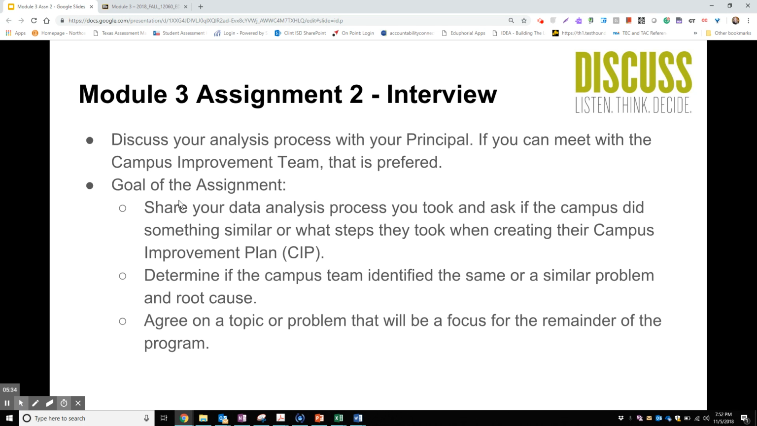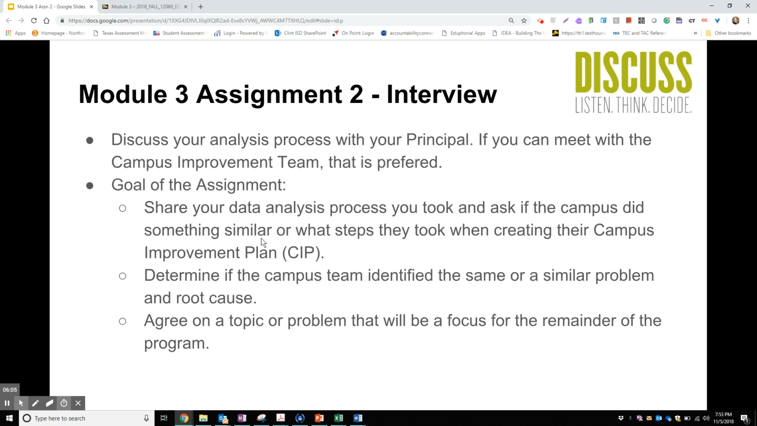The goal of your assignment: you share the process that you took in last week's assignment, and then you need to ask your principal and leadership team, did they do something similar? Did they go through a root cause analysis? Did they do the 5 whys? Or what did they do when they were creating their campus improvement plan? And if the principals say, we didn't, we just looked at our data and we listed that as a priority, that's okay too. Certain schools have different methods.